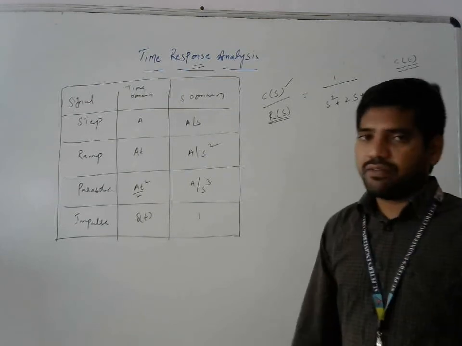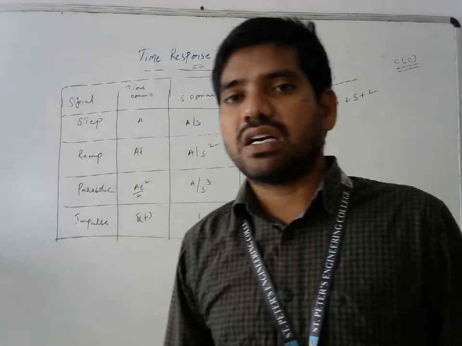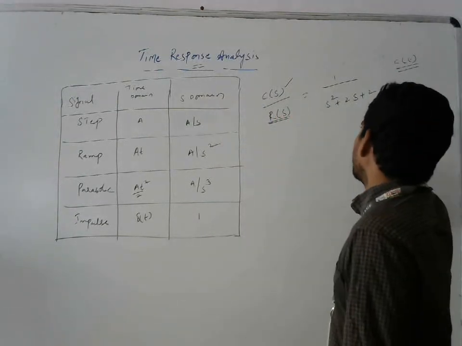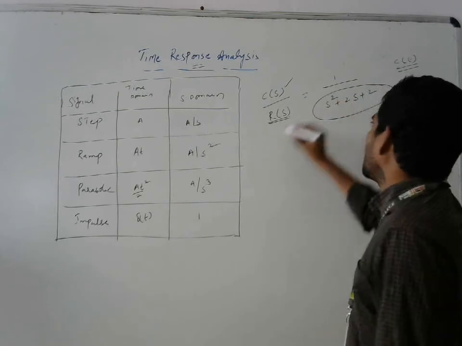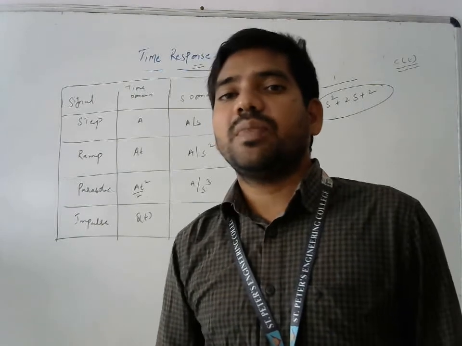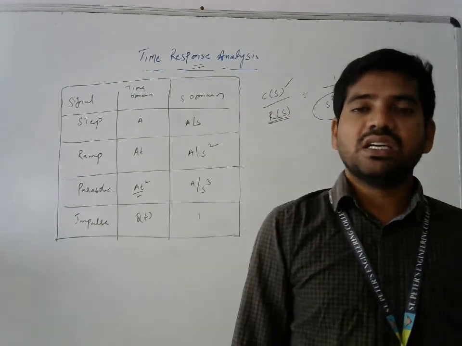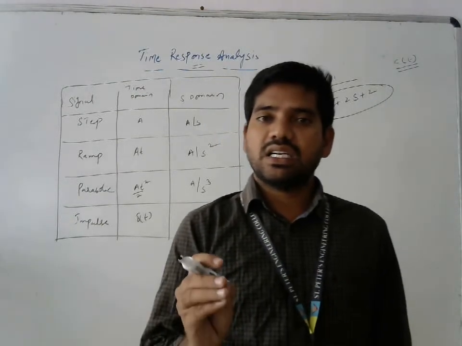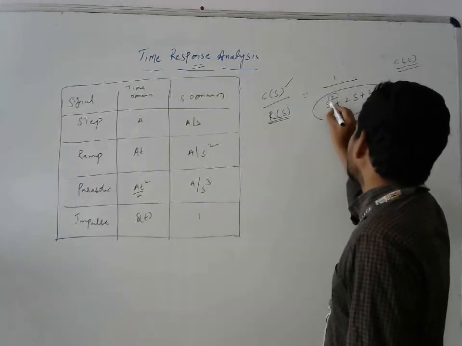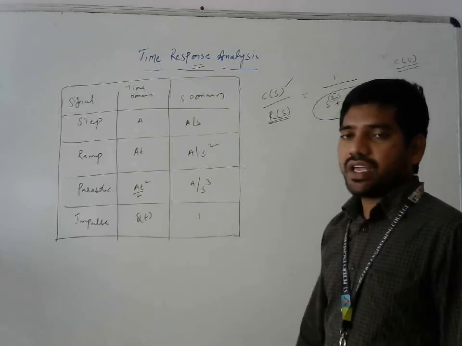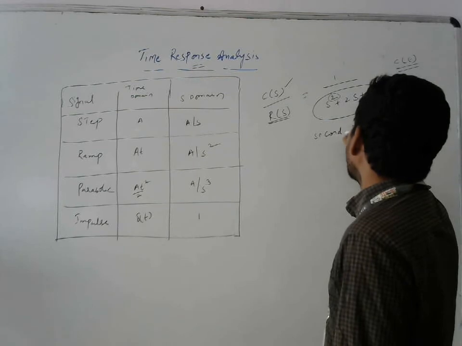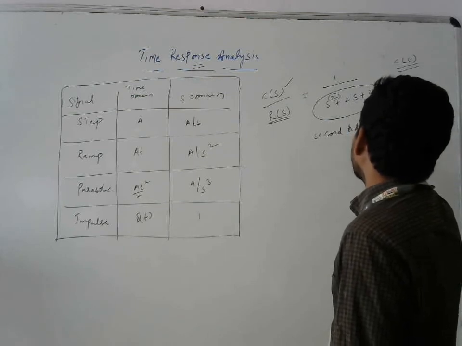Whether it is a first order or second order transfer function, how do we know that? The highest power of S in the denominator is what we call the order of the system. In this case, the highest power in the denominator is 2, so we call it a second order system.